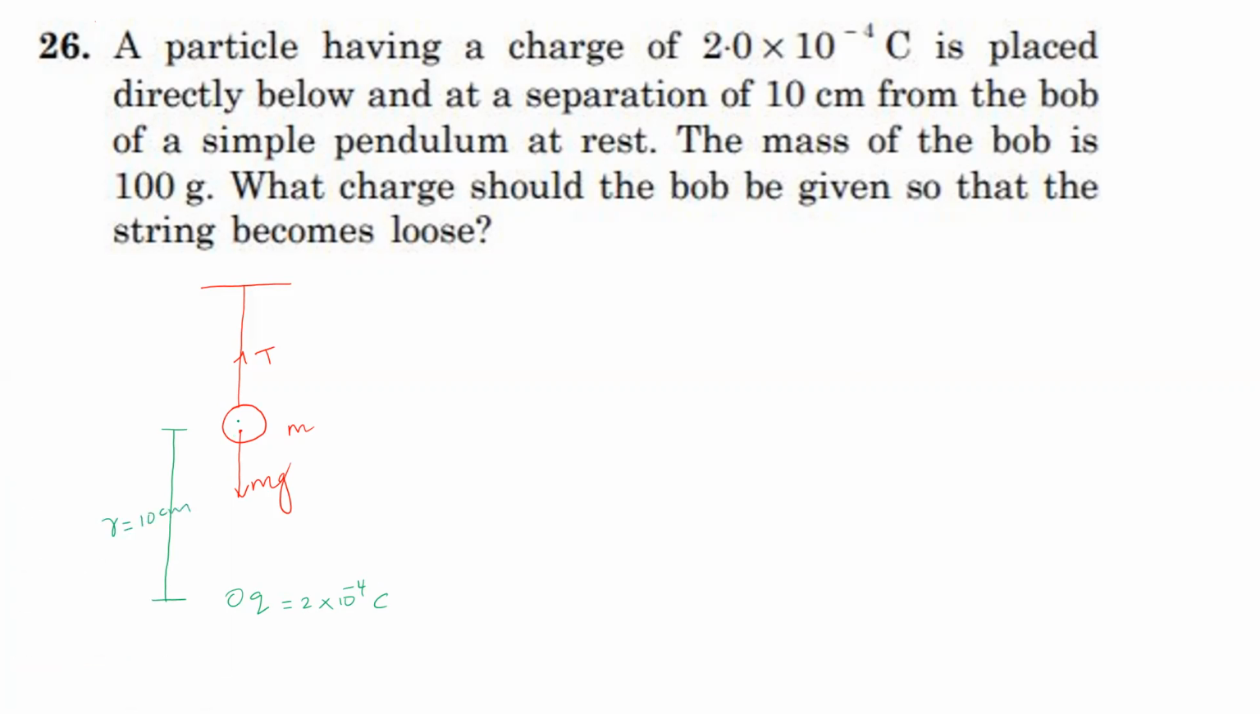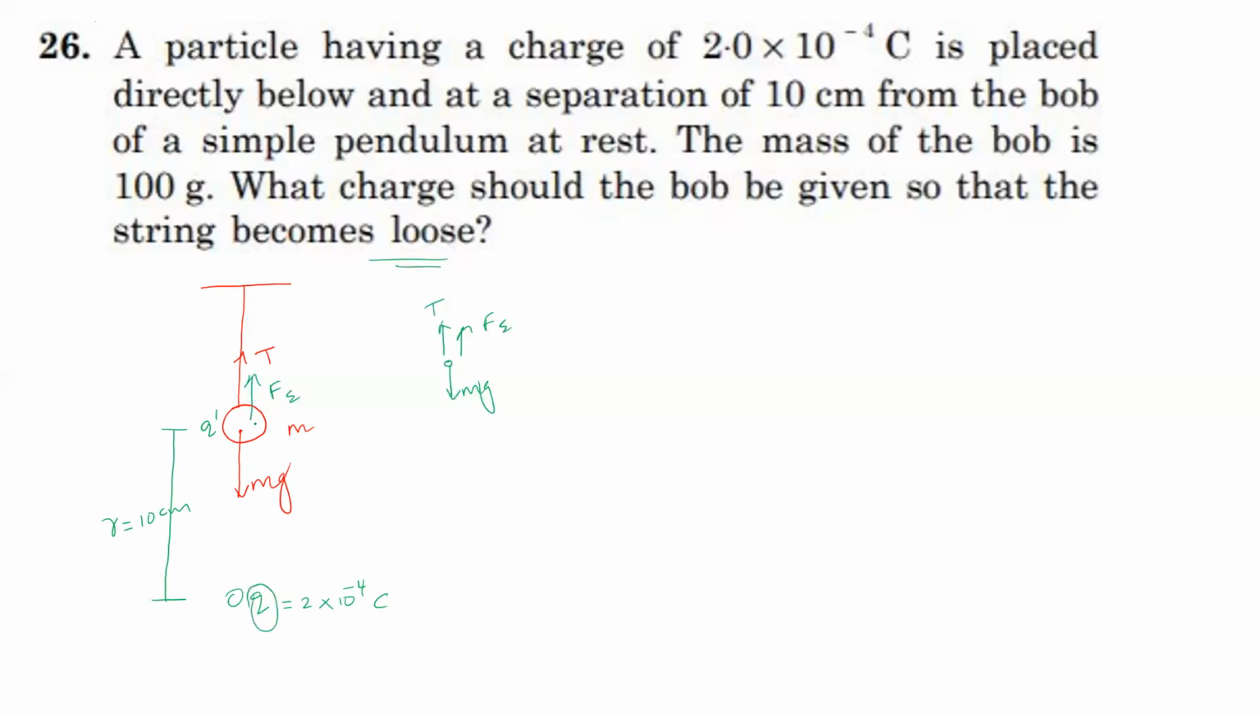Now we are going to give charge q' to this pendulum. What charge q' should be given so that the string becomes loose? Now see here, between q' and q charge, a repulsion force should be there. That force is electrostatic force Fe. If you draw the free body diagram for this bob, mg force is acting in the downward direction, tension force is in the upward direction towards the fixed point, and the electrostatic force is acting in this direction.